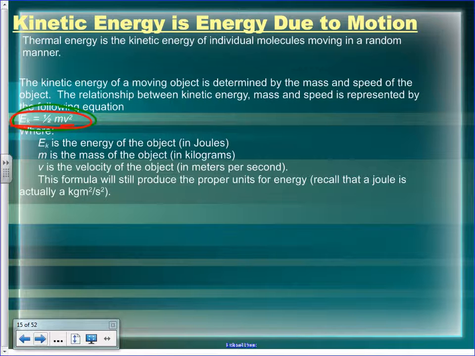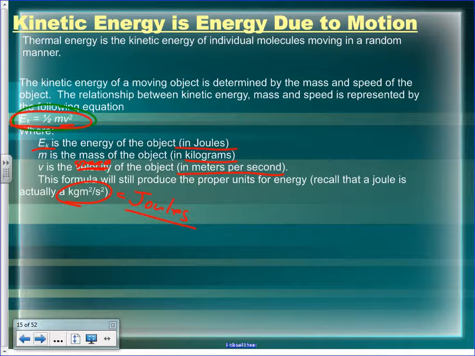All right. So EK is the energy of the object. Obviously, energy is always measured in joules. M is the mass of the object, always in kilograms. V is the velocity. We should probably just say speed, of the object, in meters per second. And when we multiply those things together, we get kilogram meters squared per second squared, which are joules.